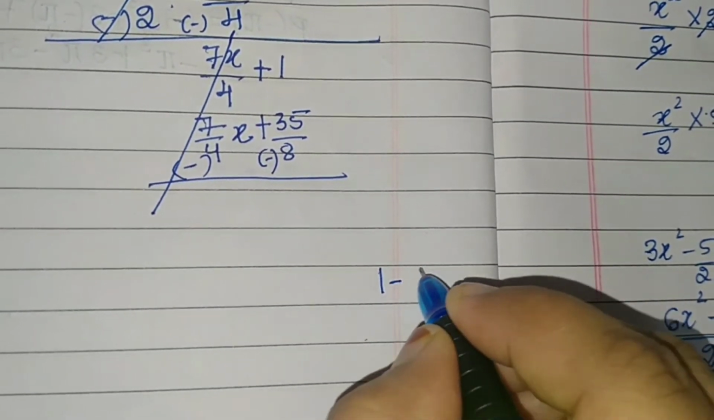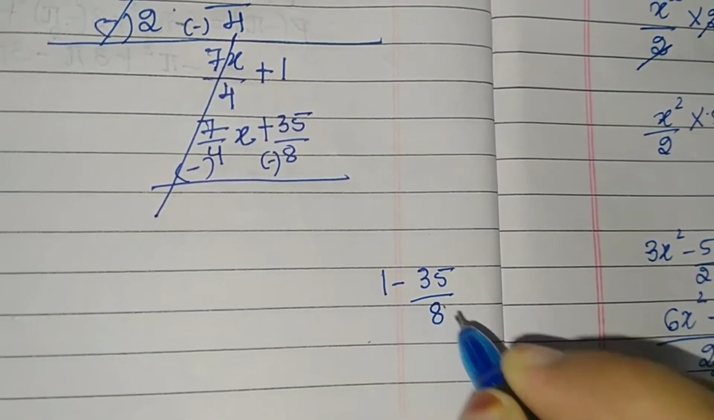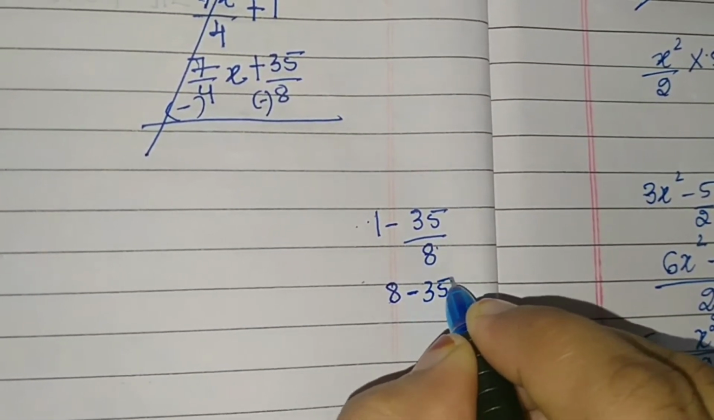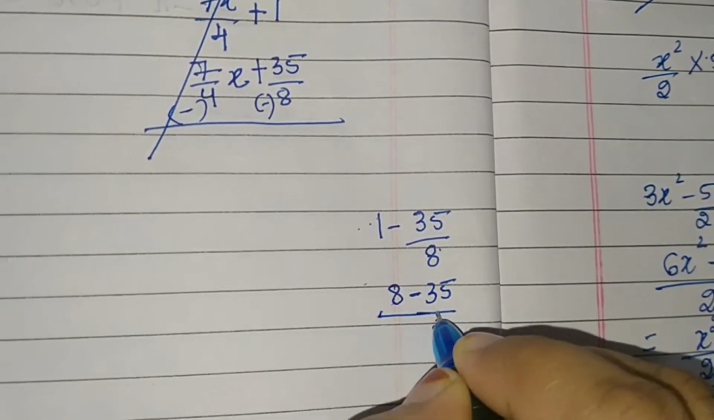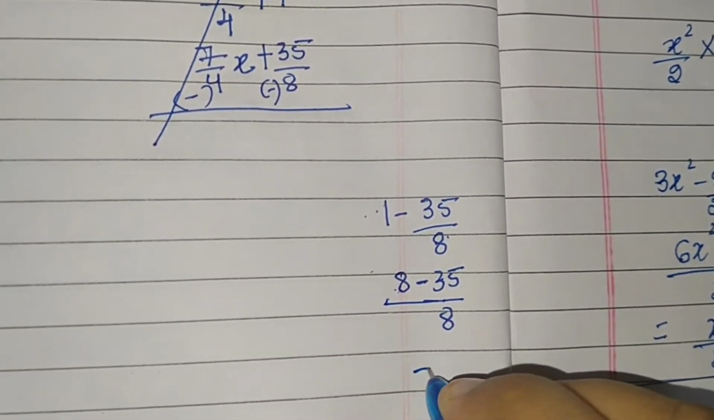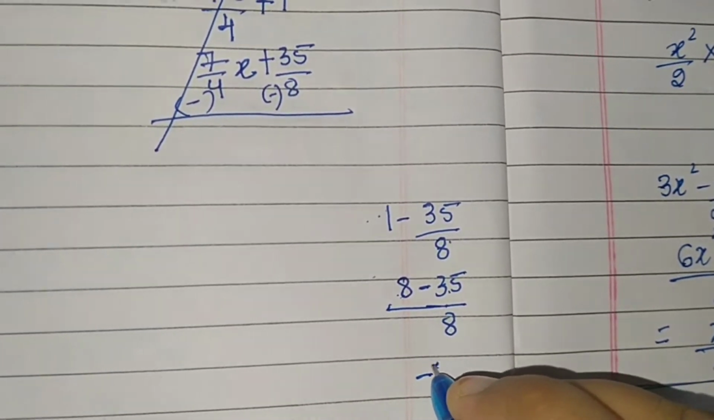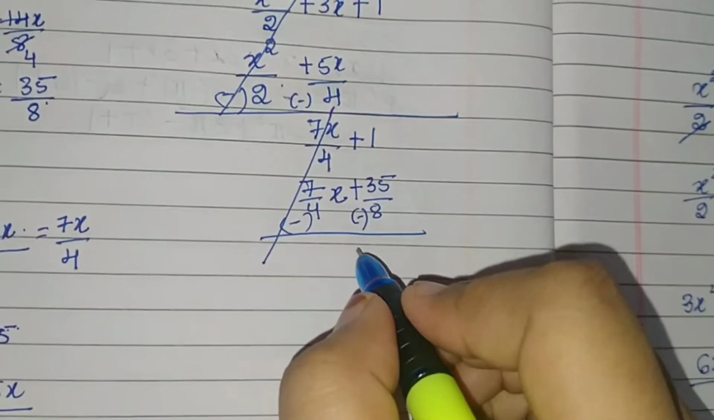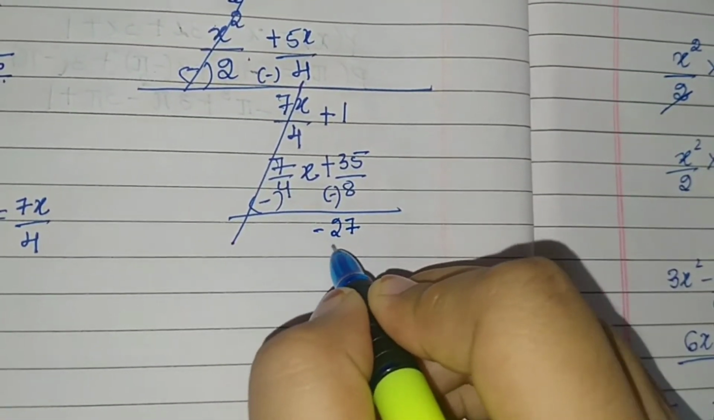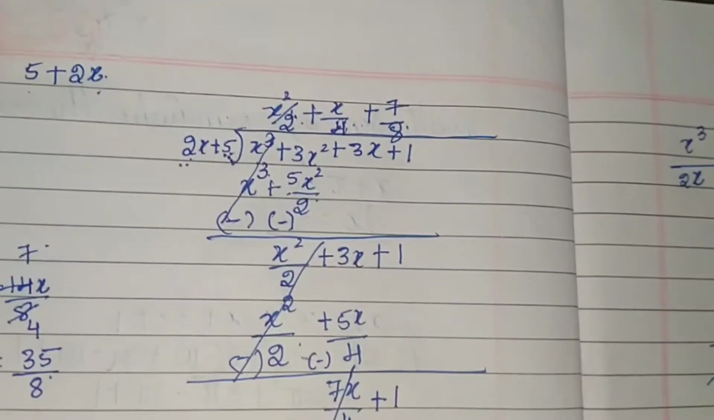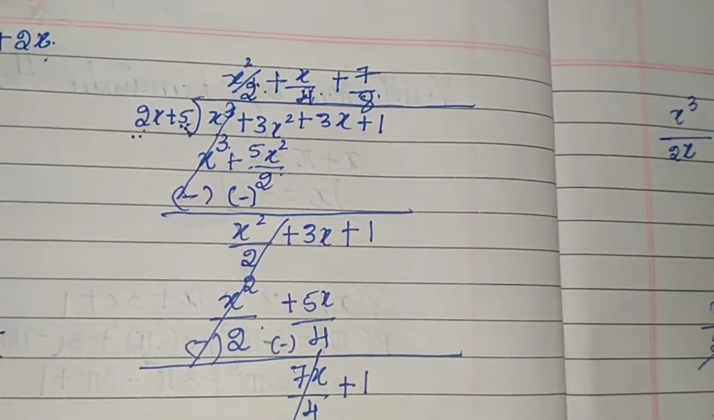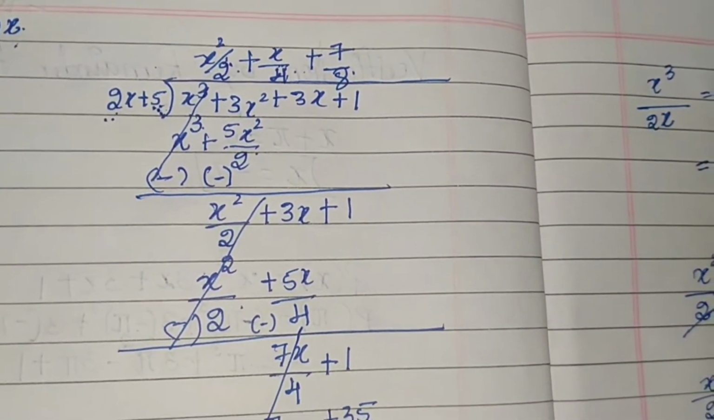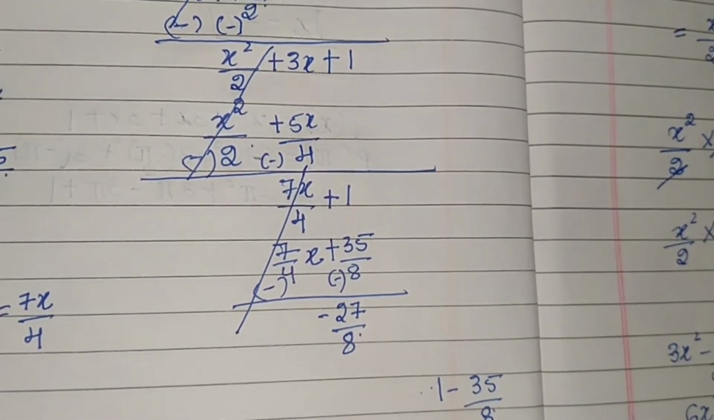Just cancel this. So what is remaining? 1 minus 35 divided by 8. Cross multiply this. 8 ones are 8. 8 minus 35 divided by 8. Okay. So when you subtract this, bigger number sign is here, minus. 35 minus 8 is nothing but 27 divided by 8. Okay. So the remainder is here minus 27 divided by 8. Just see this problem once again. Okay. So now we will verify this by using the remainder theorem.